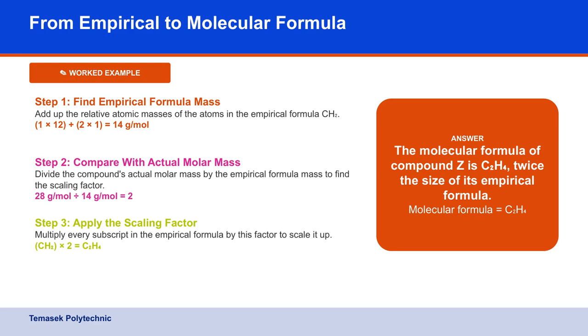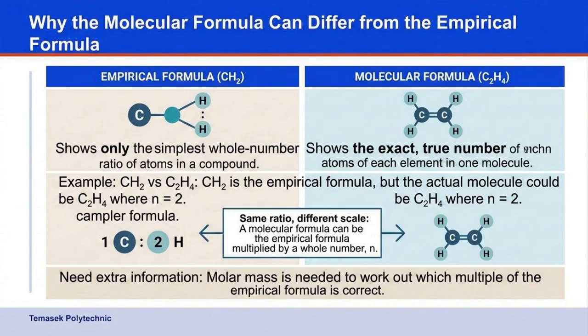In step 3, we multiply every subscript in CH2 by 2. Carbon becomes 2, hydrogen becomes 4, giving us C2H4, which is ethylene, a real industrial chemical used in plastics manufacturing. A common mistake here is forgetting to multiply every element. Always scale all subscripts, not just one. The molecular formula represents the actual number of atoms in one molecule, which is critical for understanding reaction behavior and properties. Take a moment to carefully study this diagram and note the key relationships and values shown.